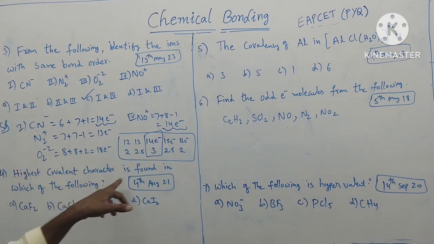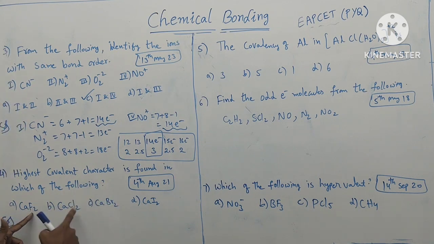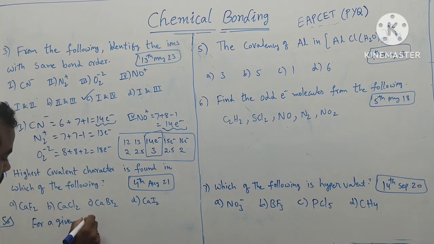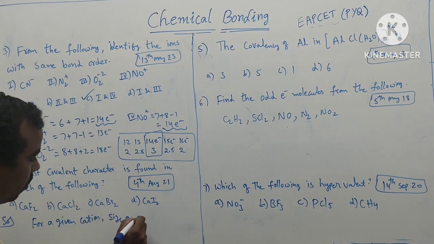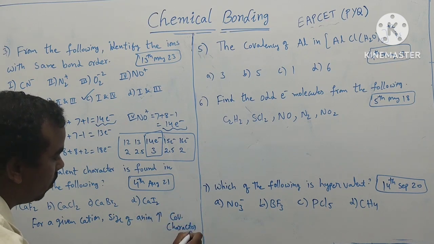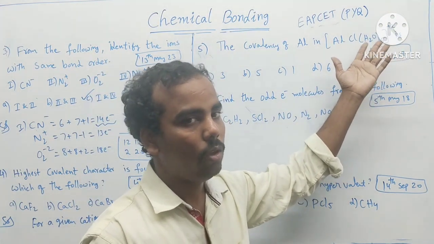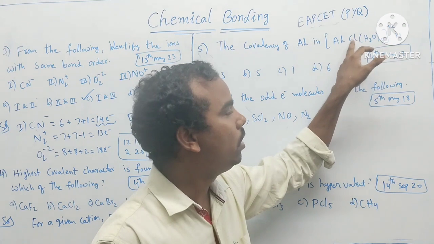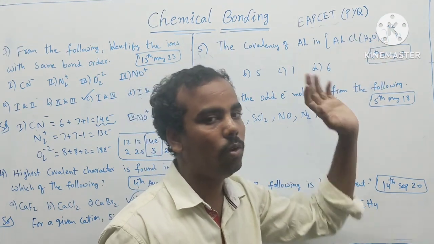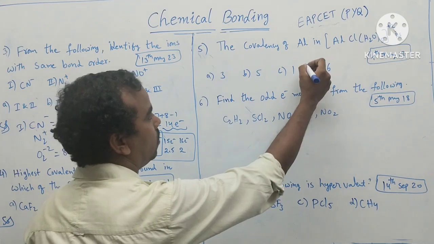Next, highest covalent character is found in which of the following? Already we learned Fajan's rules. For a given cation, as the size of the anion increases, covalent character increases. So which one has more covalent character? D. Very easy. The covalency of aluminum in [AlCl(H2O)5]2+: aluminum is surrounded by how many molecules or atoms? 5 H2O molecules and 1 chlorine atom through coordinate covalent bonds. So 5 plus 1, 6. Answer D.